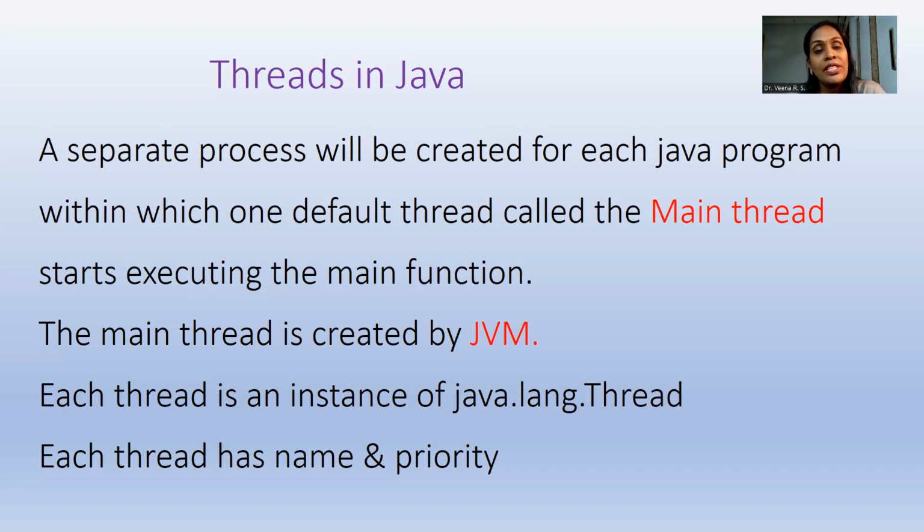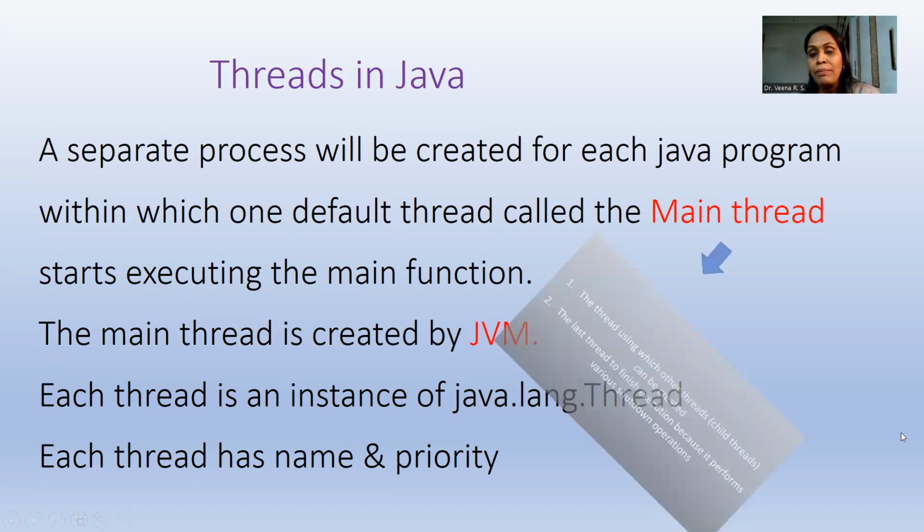So priority, when we talk about in thread, it ranges from 1 to 10, in which priority 1 thread is always called the minimum priority and 10 is called the maximum priority. And by default, if you don't provide any priority to the thread in the program, it takes 5. That is called the normal priority of a given thread.